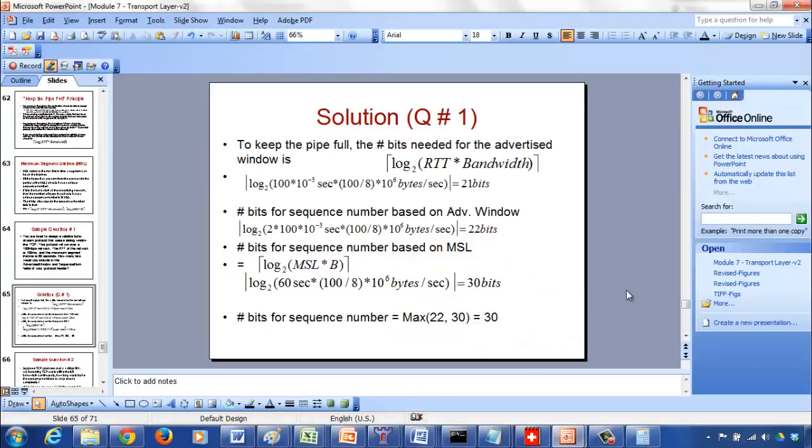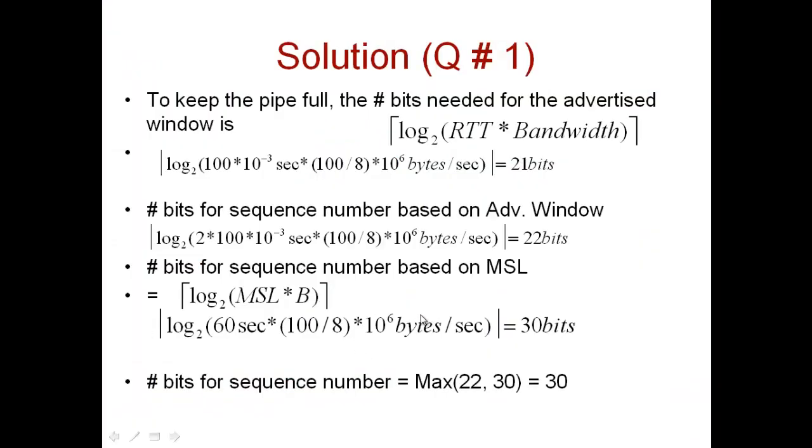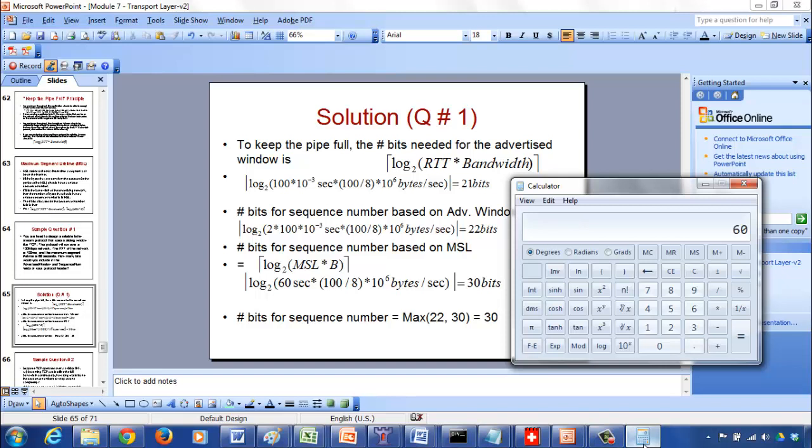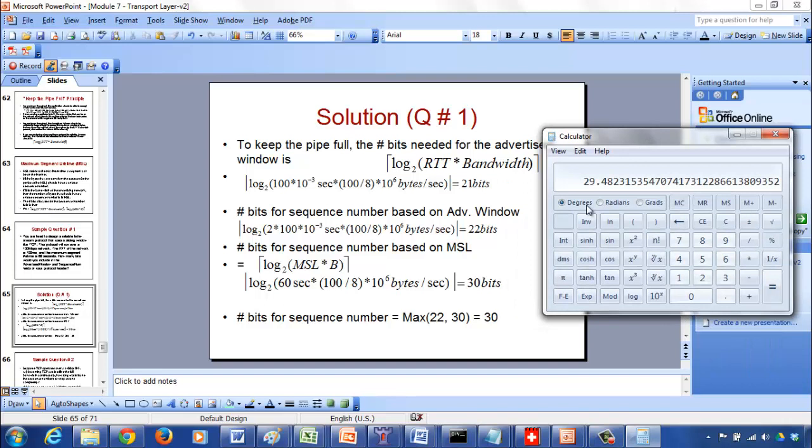The maximum segment lifetime. So in order to take that into consideration, the number of bits needed for the sequence number based on the maximum segment lifetime is log to the base 2 of the maximum segment lifetime times the bandwidth. So if you do the math for that, the maximum segment lifetime is 60 seconds times the bandwidth, which is 100 megabits per second again, so 100 divided by 8 times 10 to the power 6 bytes per second. So it is 60 seconds times 100 divided by 8 times 10 to the 6. Now taking the log to the base 2 of this, that's going to be 29.48, so it's going to be 30 bits. So based on the maximum segment lifetime, it is 30 bits.